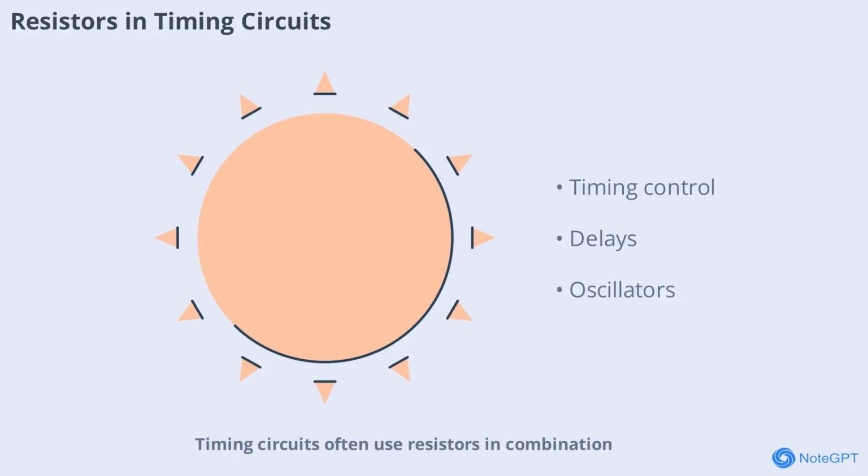Timing circuits often use resistors in combination with capacitors to create delays or oscillations. The resistor controls how quickly a capacitor charges or discharges, setting the timing interval. This principle is used in clocks, timers, and oscillators, making resistors vital for precise time-based functions.